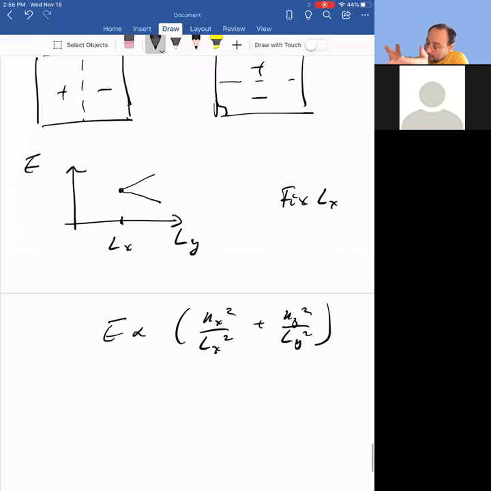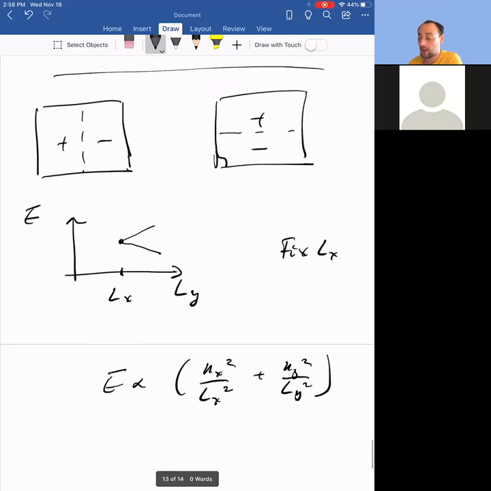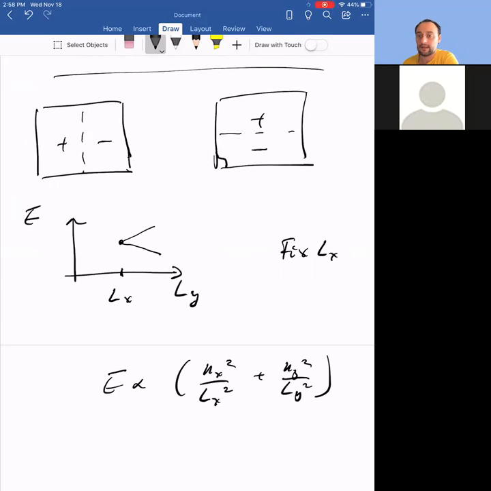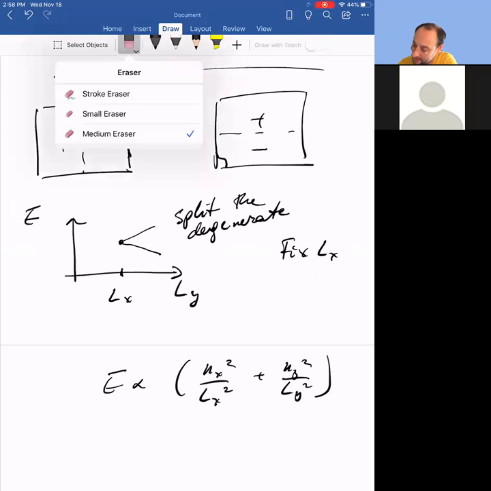And this again is just showing that degeneracy is usually a consequence of symmetry. When you make something less symmetric, you lift the degeneracy. You split the degeneracy. That's what you do.